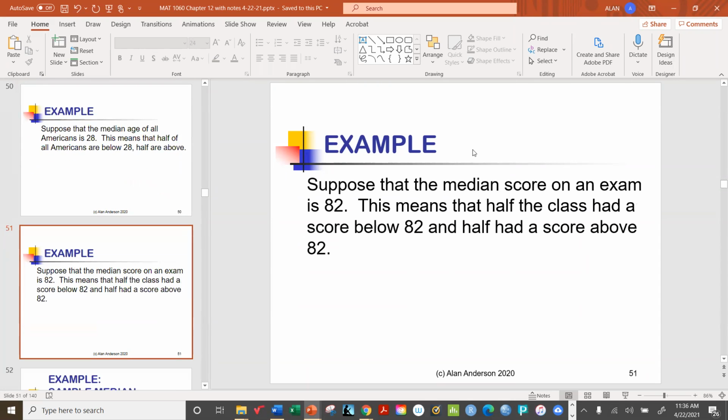We had another example of scores on an exam. Suppose you were told that the median is 82. That simply means that half the class got a score under 82 and half were above 82. That's pretty high for a median, I think. I mean, it depends on the class.